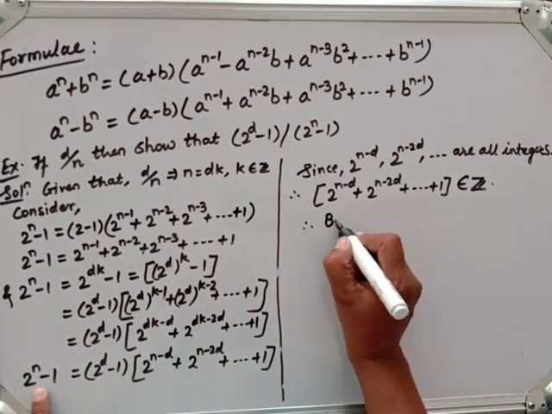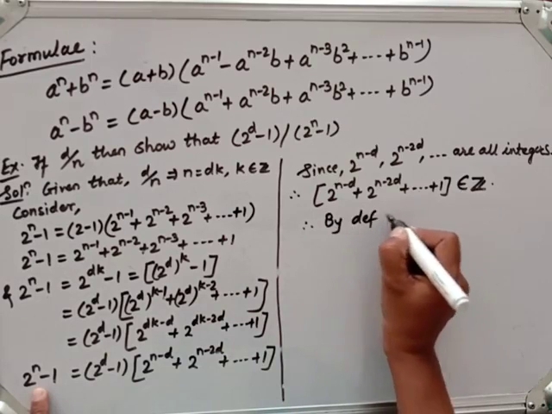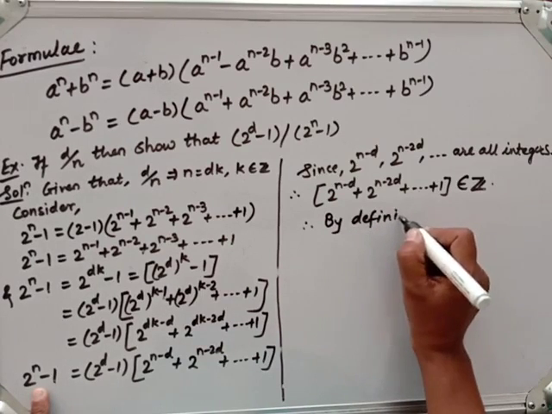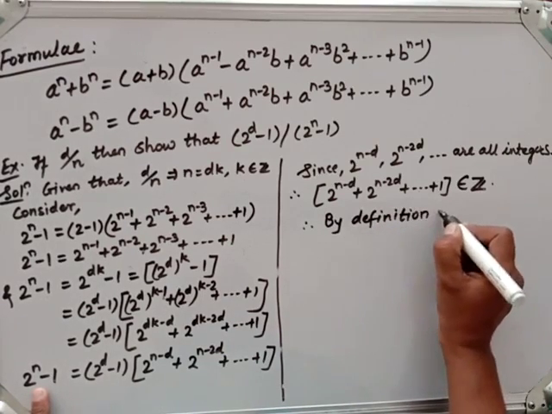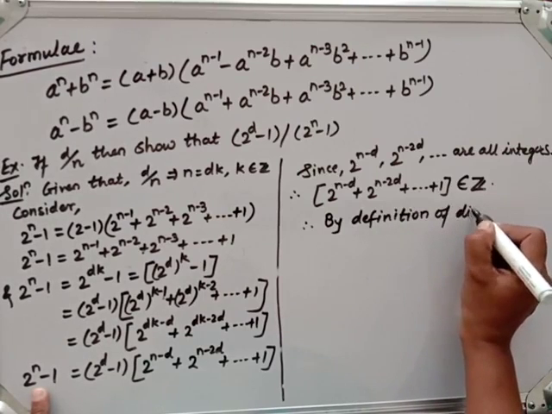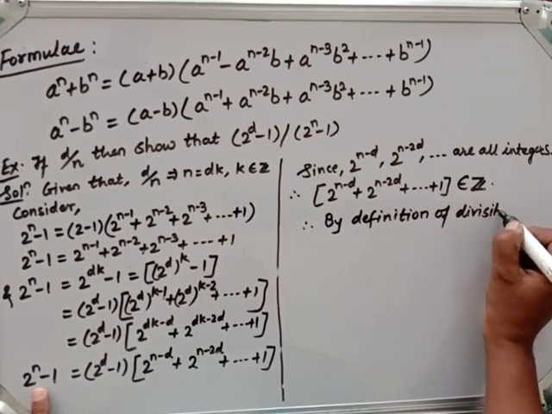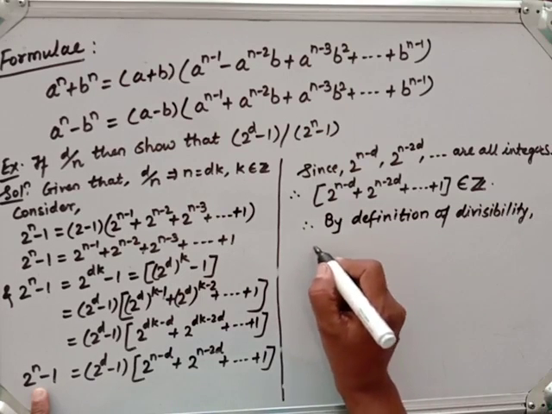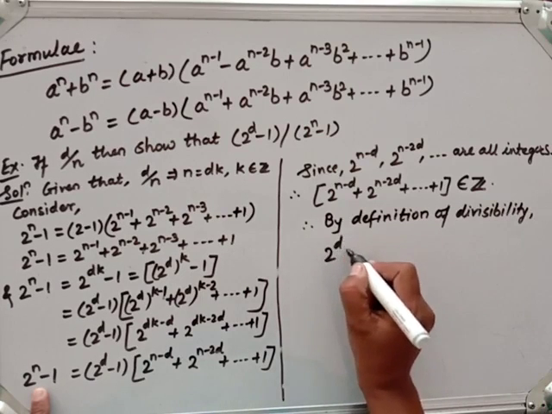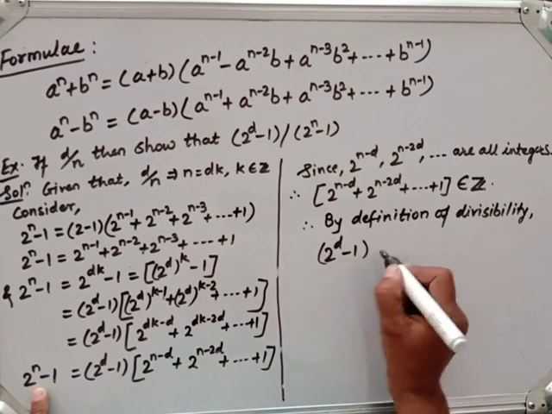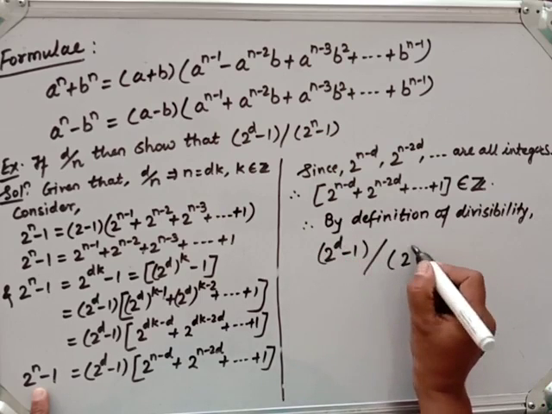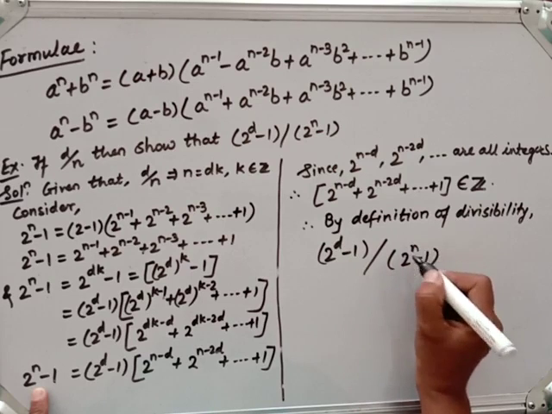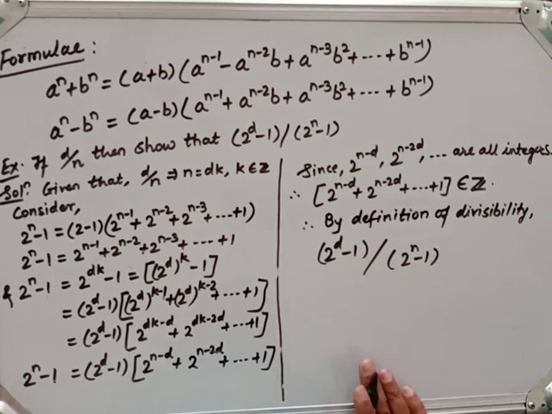So this term is a divisor of this. Therefore, by definition of divisibility, we get 2 raised to d minus 1 divides 2 raised to n minus 1. This one. This is our proof here.